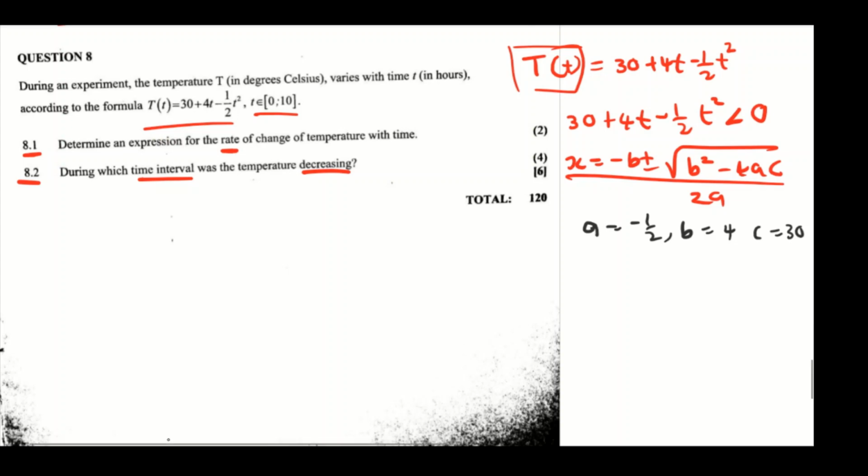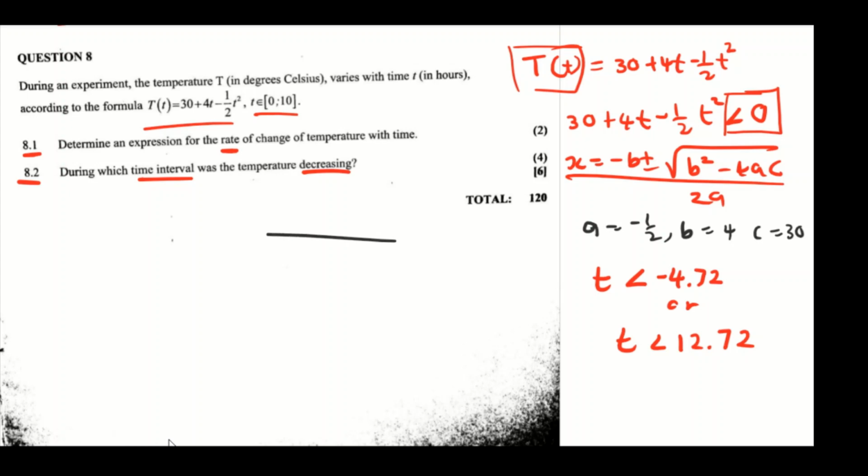So remember that we're having less than here. Take note of that. So my first t value, I got t being less than minus 4.72, or t being less than 12.72. So these are not your final answers, by the way. You need to check if these are your final answers. So you're going to write down your number line and then indicate your critical values of minus 4.72. Let me say it is a critical value, and 12.72.